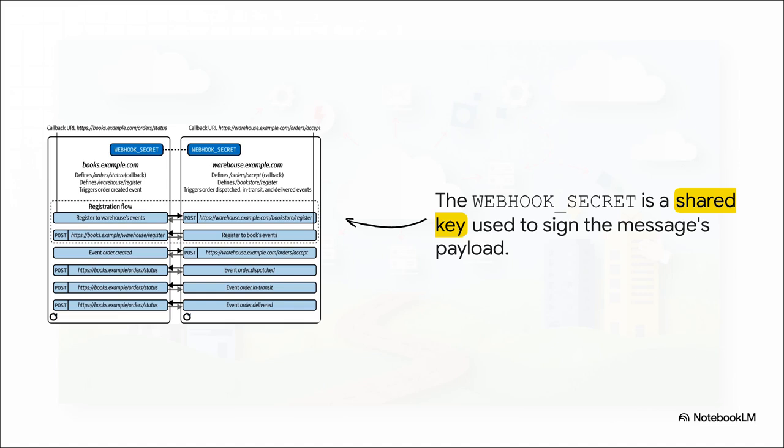If you look closely at our bookstore diagram, you might have spotted this little guy, the webhook secret. The best way to think of this is like a secret handshake. It's a secret key that only the bookstore and the warehouse know. The sender uses it to sign the message, and the receiver uses that same secret to check the signature. This proves the message is authentic and that it hasn't been messed with.